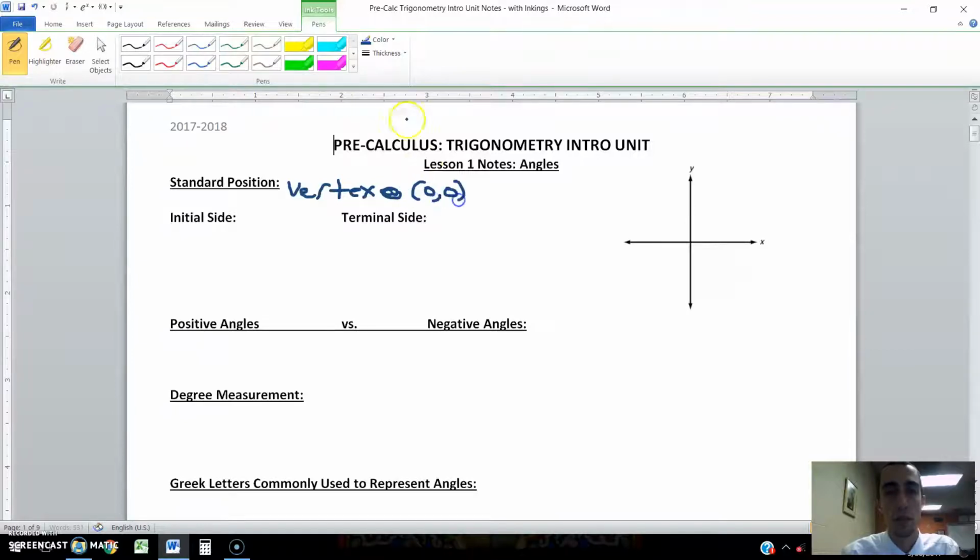I'm going to change the thickness of that line there. So a vertex here at 0, 0. To be in standard position, its initial side needs to be on the positive x-axis. So let's make sure that initial side of our angle is on the positive x-axis. So let's write on positive x-axis.